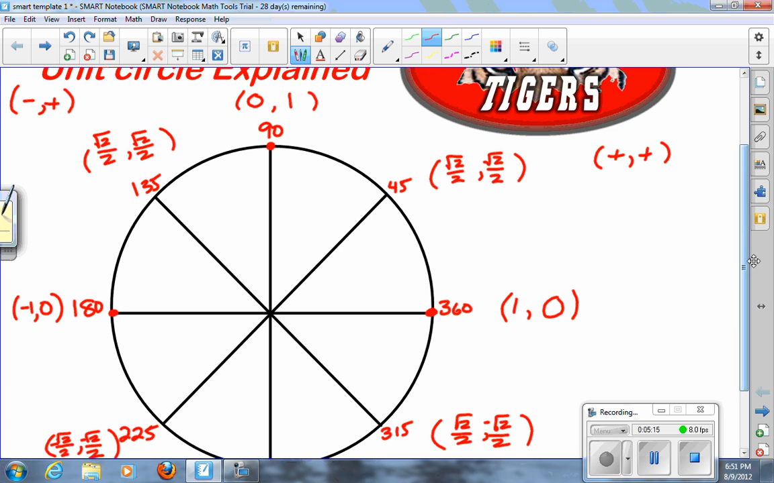So what this means is the cosine of 45 degrees, we look at this number right here, and that's the square root of 2 over 2. The sine of 45 degrees is this number right here, also square root of 2 over 2. Cosine of 135 is negative square root of 2 over 2. Notice the cosines are all negative in the second quadrant. So that's where you get all your 90s and your 45s.